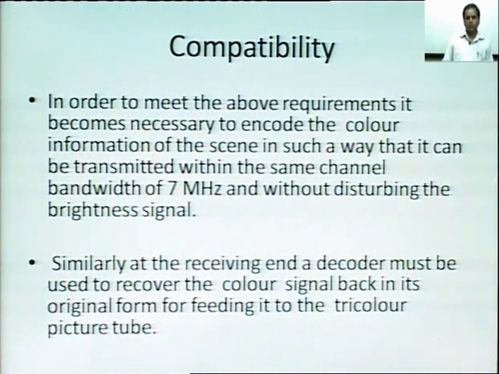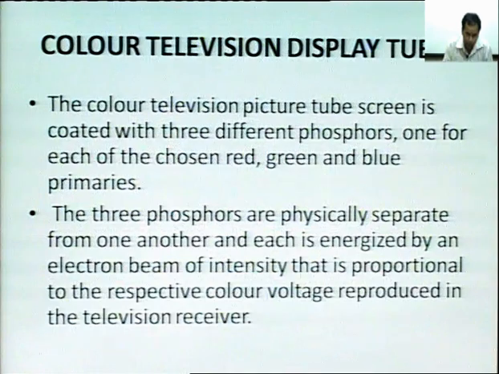Next, in order to meet the above requirements, it becomes necessary to encode the color information of the scene in such a way that it can be transmitted within the same channel bandwidth of 7 megahertz without disturbing the brightness signal. This is done with the help of multiplexing. We multiplex the color information with the black and white information, and we do this within the 7 megahertz range, which is the bandwidth for TV in the 625 line system. Similarly, at the receiving end a decoder must be used to recover the color signal in its original form for feeding it to the tricolor picture tube.